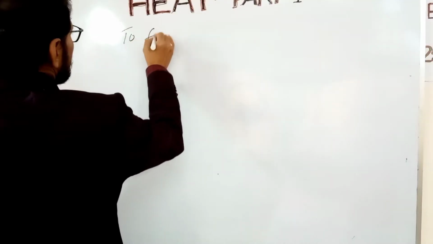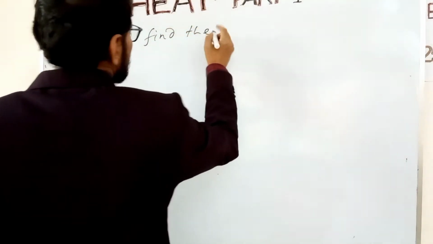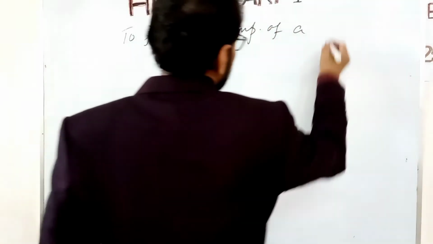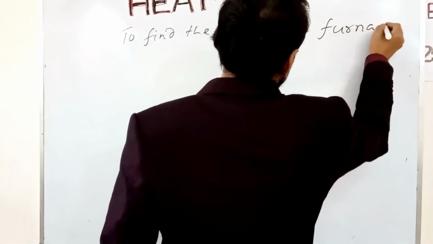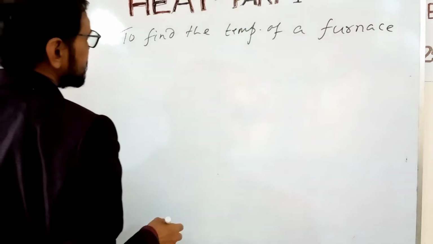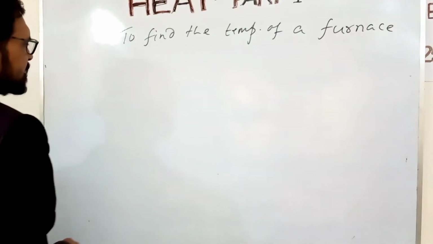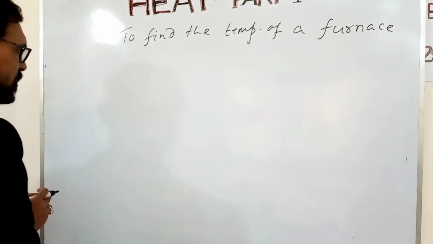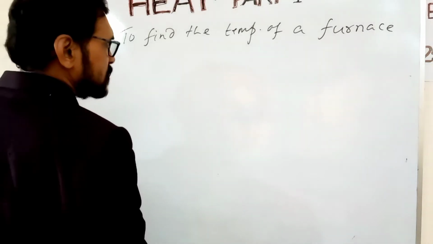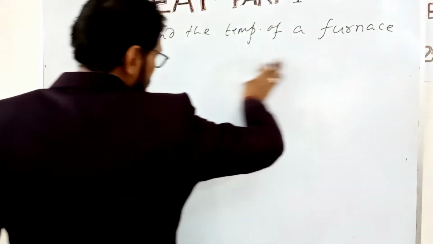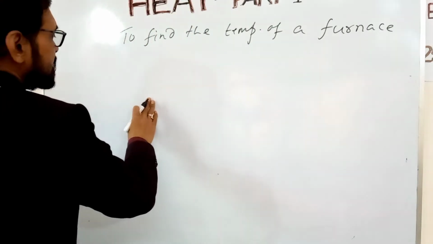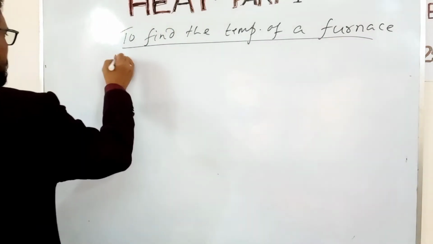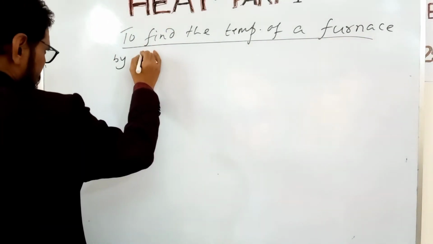Now to find the temperature of a furnace whose temperature is 1000 degree centigrade or 500 degree centigrade, the temperature of the furnace is not measured by any thermometer because the temperature is very high. The temperature of the furnace is very high. So to find the temperature of a furnace, we use the principle of calorimetry.